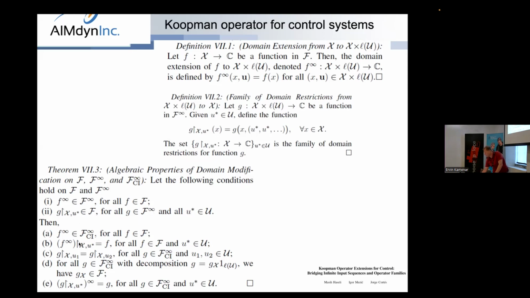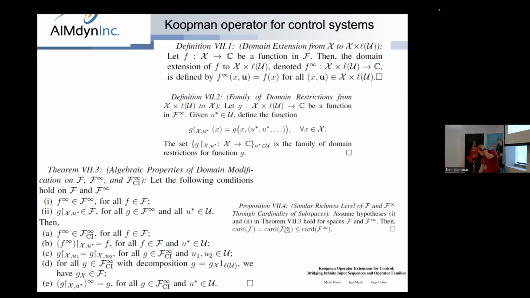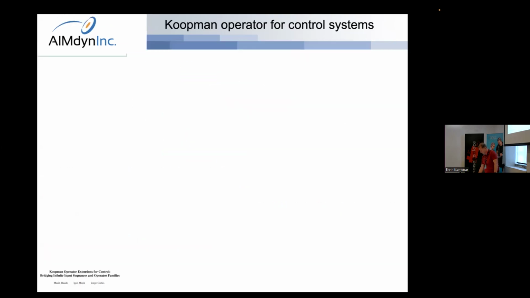And then you have a sequence of theorems that basically tell you all the way down to here that if you apply the extension and then you restrict, you get an involution. So you take a function here, you port it over there, then you restrict, and you get back over here. So that's basically the summary of these general results. And then you can say something about the richness, the cardinality of these spaces under these kinds of assumptions is exactly the same.